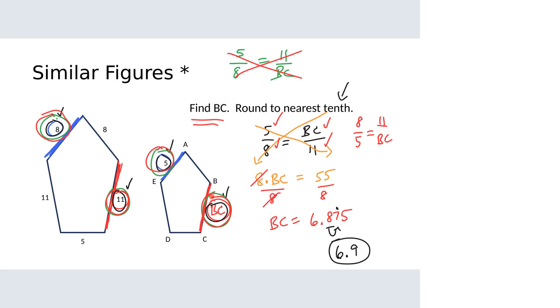To me, the way that I usually lean in on is going left to right. And so here I would probably have done 8 is to 5 as 11 is to BC. But there are other ways to do it and be correct. Just make sure what you're setting up has a logic to it.